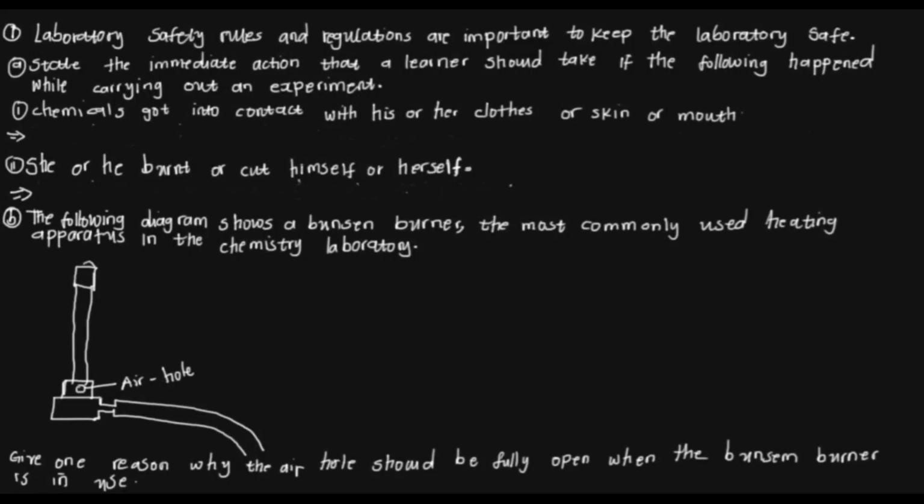In this video, we are going to revise some questions from Science Paper 2, Chemistry for 2021 GCE. Now here we have the first question from Section B. Laboratory safety rules and regulations are important to keep the laboratory safe. State the immediate action that a learner should take if the following happened while carrying out an experiment.